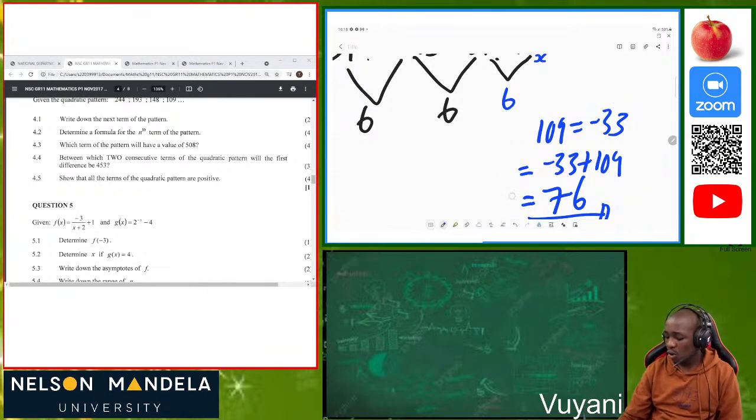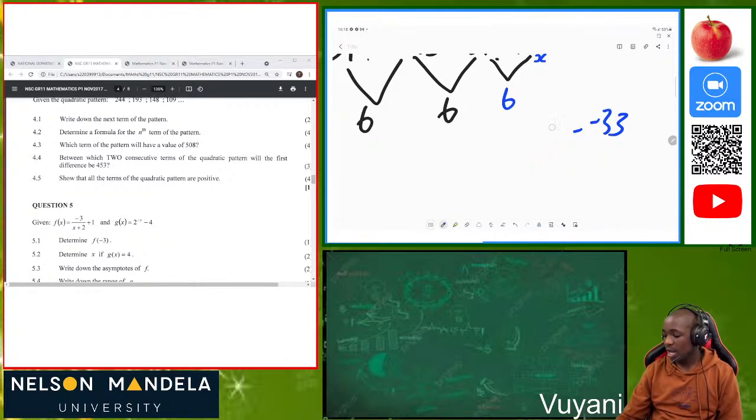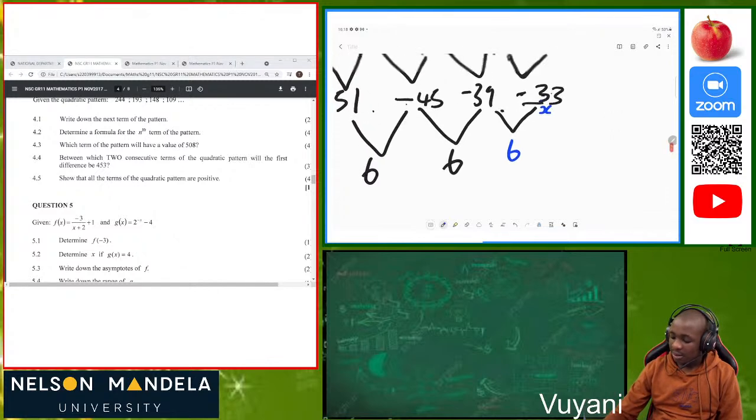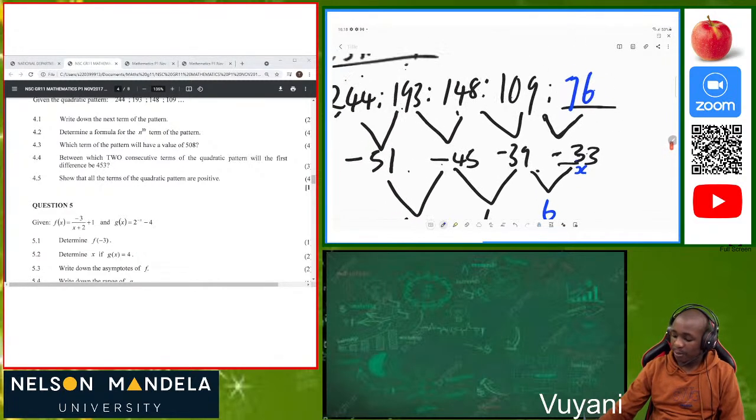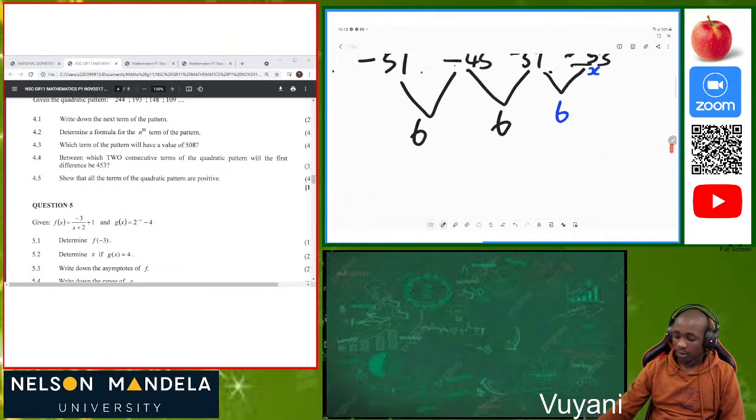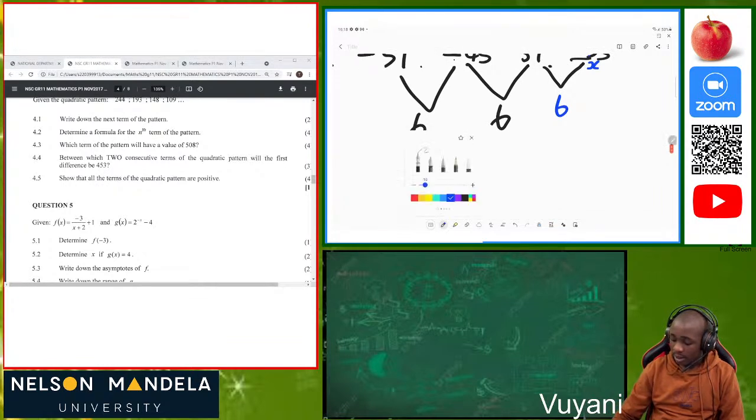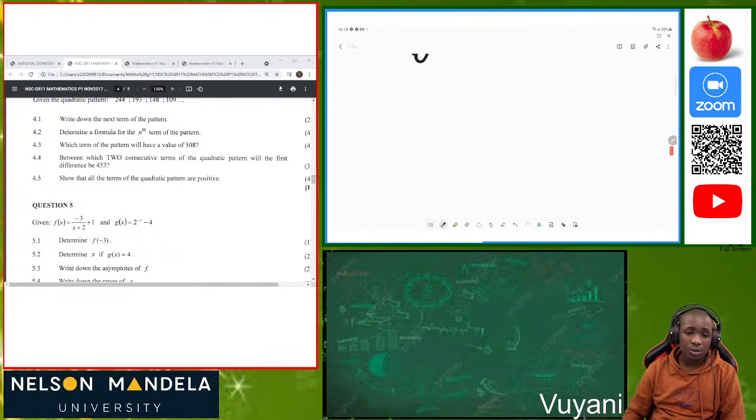So this is how you determine the next term. You have to know the constant second difference. Then after that, you can start going back and doing some formulas so that you are able to get the next term. Moving forward to our question.